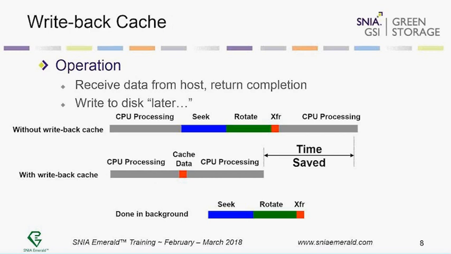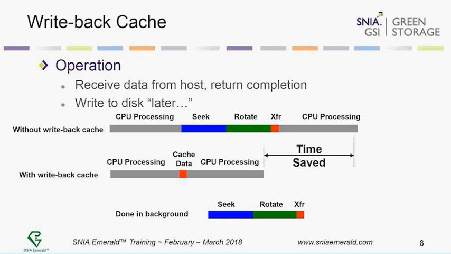Okay, let's talk a little bit about the benefits of a write-back cache. A write-back cache allows us to acknowledge a write back to the host, the application, if you will, after that write has been secured in some sort of stable storage media. It could be battery-backed RAM. It could be SSD front ends to spinning drives in a disk array and so forth.